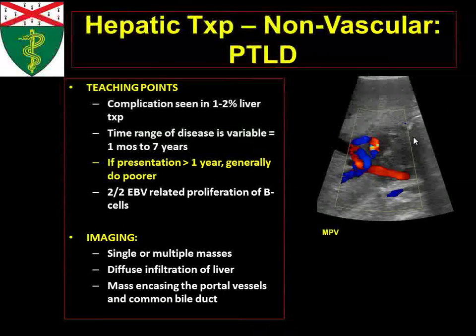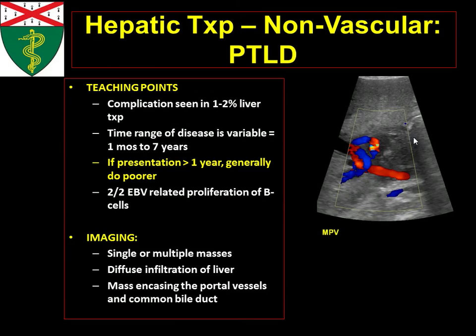It happens in only a minority of liver transplants, but it can happen as early as 1 month, as late as 7 years. Right? So it's not like this is too early for PTLD or it's just too late for PTLD. You can get it. So always think about it. The only thing is if they present after a year, generally they do poorer. Dave talked about why these patients end up getting PTLD.